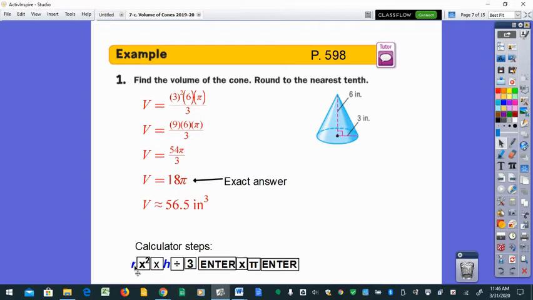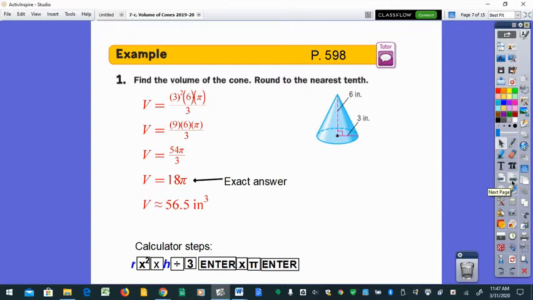Here are the steps. You would have taken 3, hit the squared button, times 6, divide it by 3, and hit enter, and 18 would show up on the calculator. Once you hit times pi, you should see the 56 point 5, and again, we're rounding to a tenth. Our units for volume, again, are cubic, 3 dimensions, inches cubed. Make sure you always put your units, and for volume, make sure they have a 3 as an exponent.